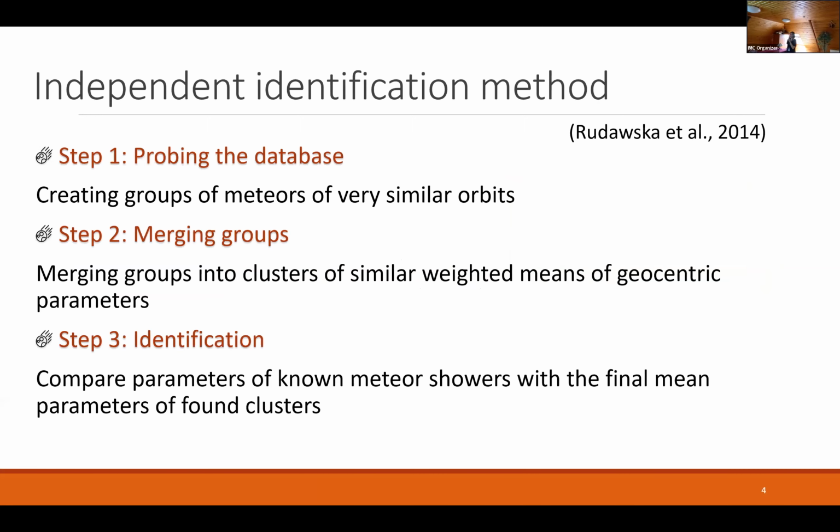So I decided to use the independent identification method as was introduced by Rudavská et al. And this method consists of 3 steps. In the first one, you group the database and create very many groups of very similar orbits. In the second step, you merge these groups into clusters, and in step 3, you compare those with the catalog of meteor showers.